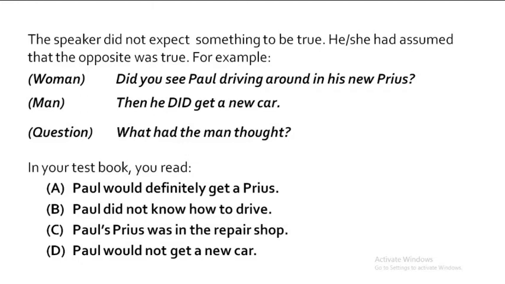Next is about emphatic expressions of surprise. Sometimes, a speaker expresses surprise by emphasizing certain words. In this case, we know that the speaker did not expect something to be true. He or she had assumed that the opposite was true. For example, in this conversation, the man emphasizes the word "did," and the answer to the question is the opposite from what the man has said.